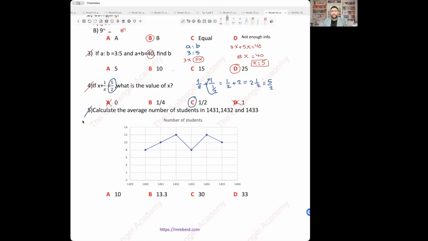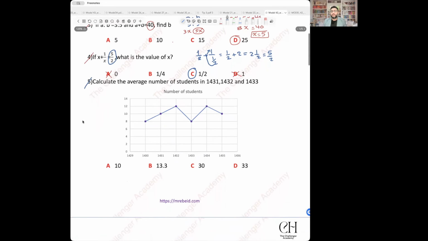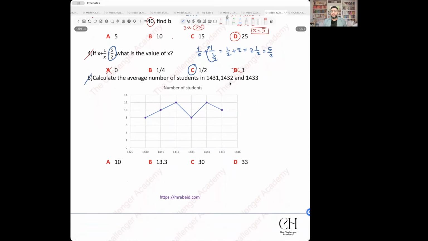For question 5, calculate the average number of students in 1431, 1432, and 1433. In this question, you will calculate: this is 1431, which is 10. Then 1432, this is 12. Then 1433, this is 8.